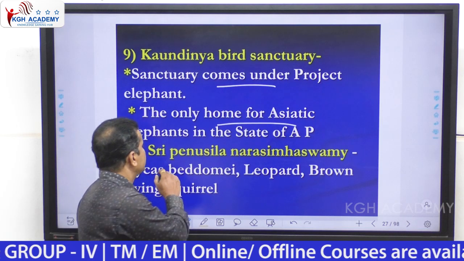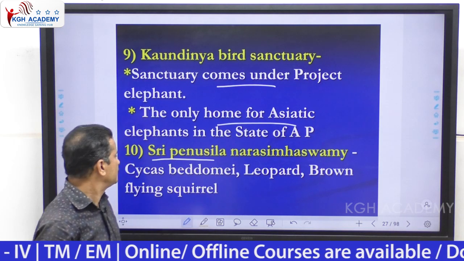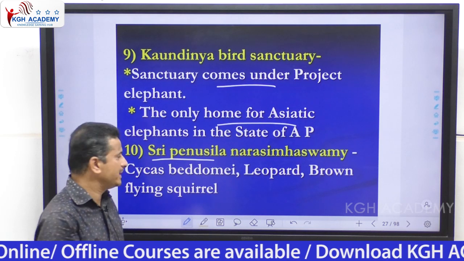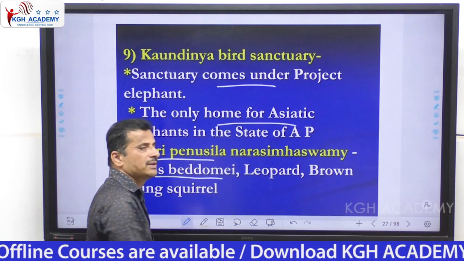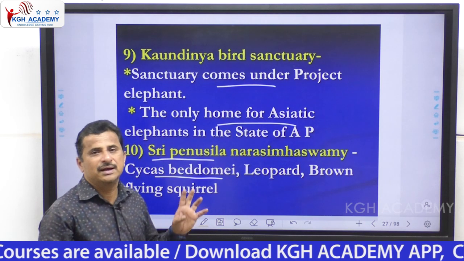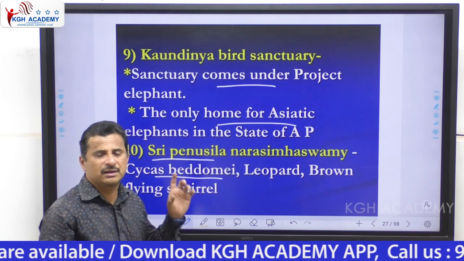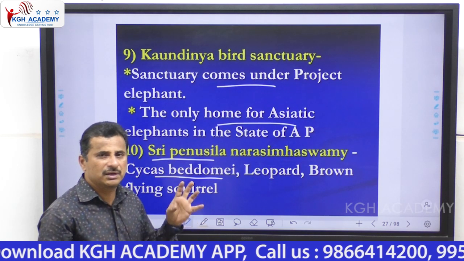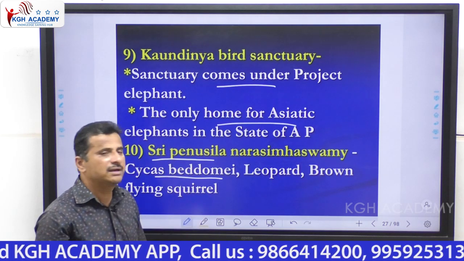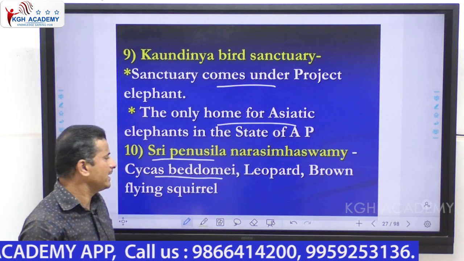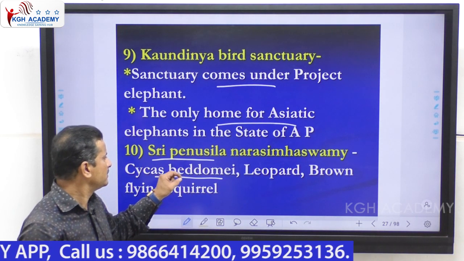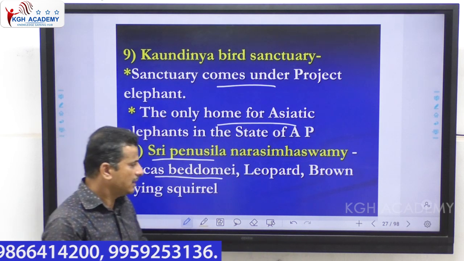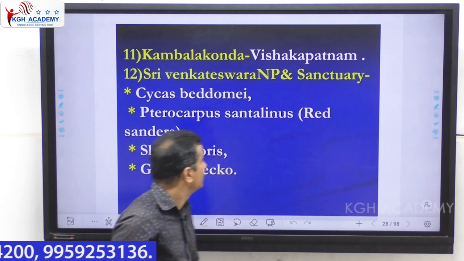And the next, Sri Penusila Narasimhaswamy Wildlife Sanctuary. Here the famous plant species is Cycas beddomei, which is a gymnosperm, and this type of Cycas beddomei gymnosperm is present in the Tirupati Hills, the Tirumala Tirupati Hills. And here the leopard and brown flying squirrel are very famous in this Sri Penusila Narasimhaswamy Wildlife Sanctuary.